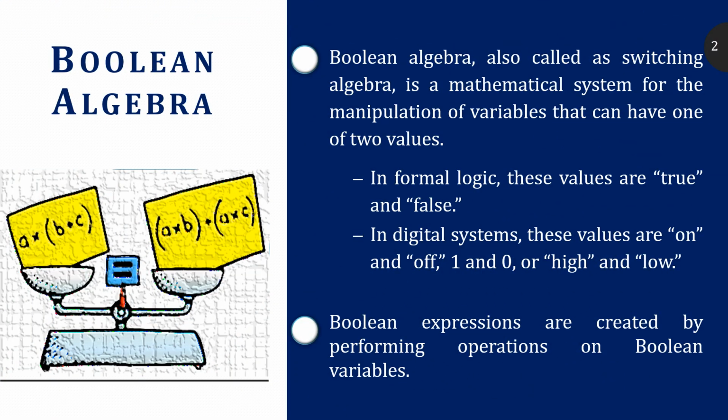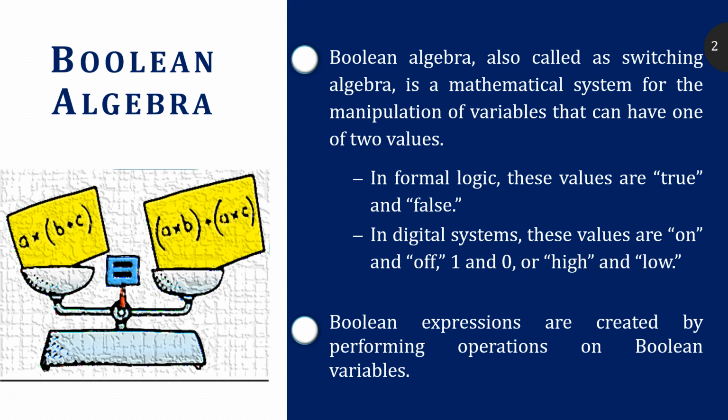Boolean algebra, also called switching algebra, is a mathematical system for the manipulation of variables that can have one of two values. In formal logic, these values are true and false, and in digital systems, these values are on and off, 1 and 0, or high and low. Okay, so Boolean algebra is a form of mathematics that deals with statements and their Boolean values.